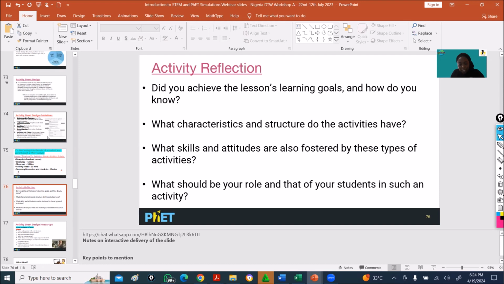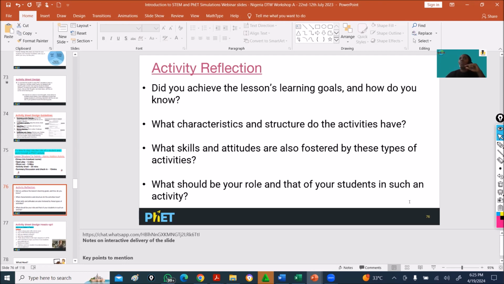So your question one is like pointing their eyes to some places. Go here, let your mind go here. But question two also pushes their focus on a particular place and they begin to explore. So those are the things you have to reflect on. What characteristics and structures do the activities have? What skills and attitudes are fostered by these types of activities? What should be your role and that of your students in the activity? Your role should be one of guiding, just a scaffold, not full control.